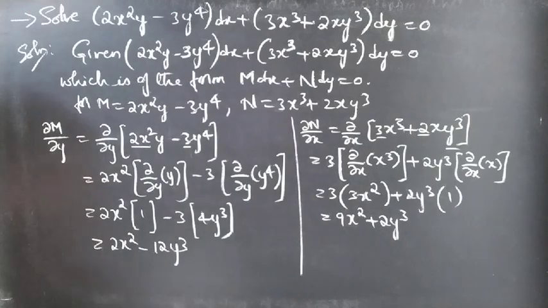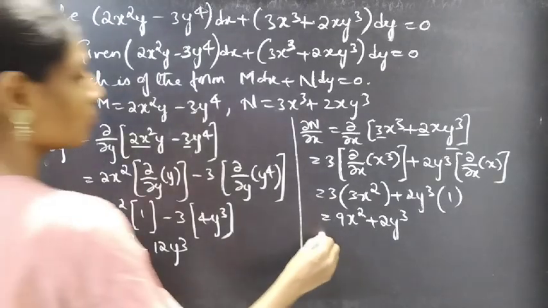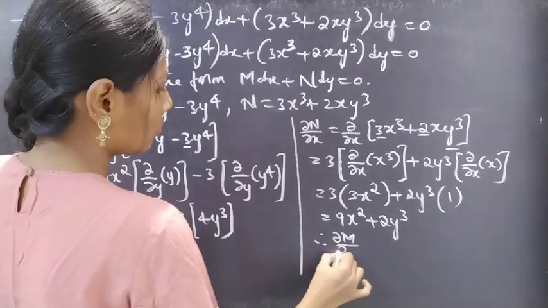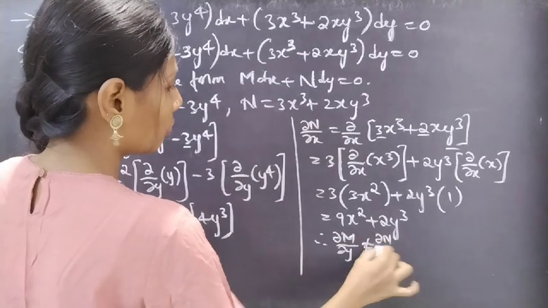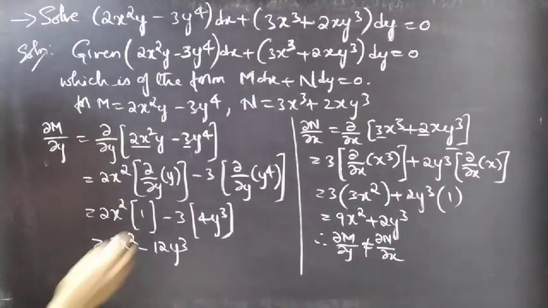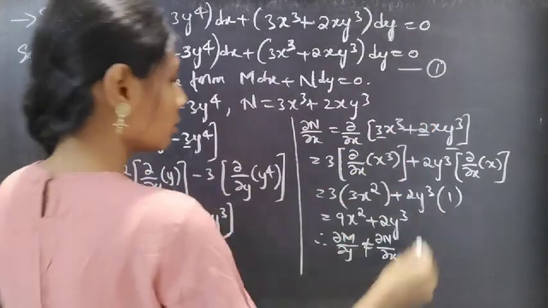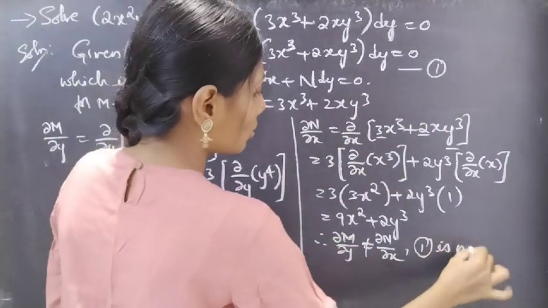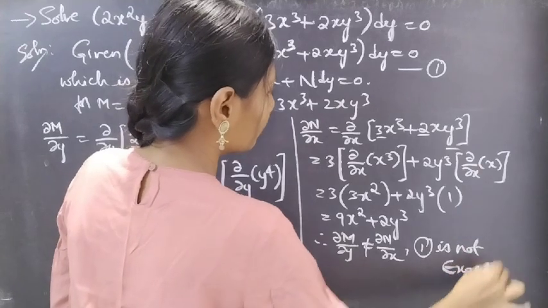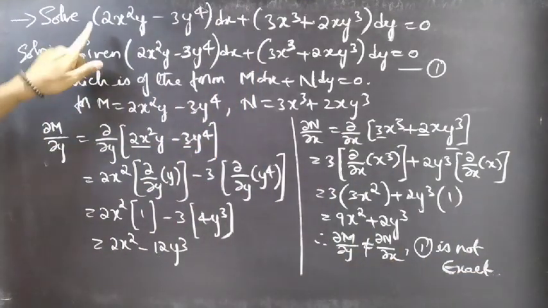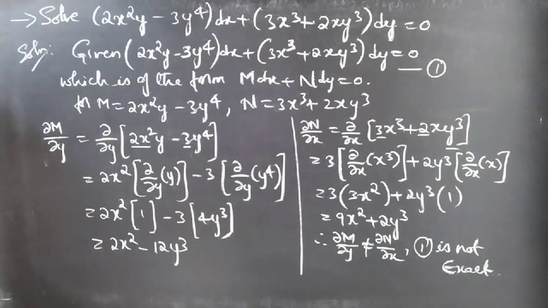Now compare these, which shows that the partial derivative of M with respect to y is not equal to the partial derivative of N with respect to x. So therefore the partial derivative of M with respect to y is not equal to the partial derivative of N with respect to x. This shows that the given differential equation is not exact. Now in order to solve this problem, we have to reduce this non-exact equation to an exact equation, okay? And later we'll see.